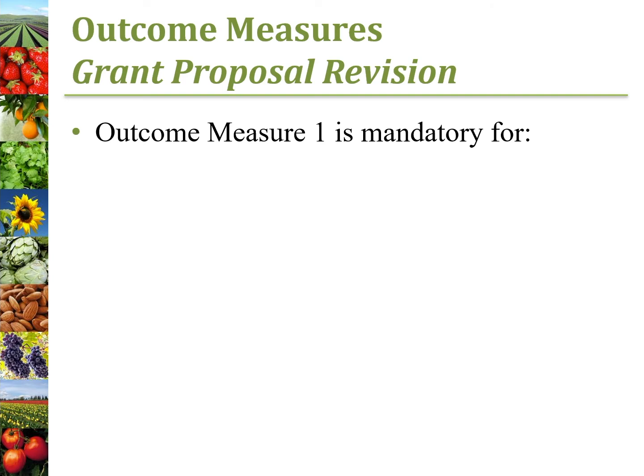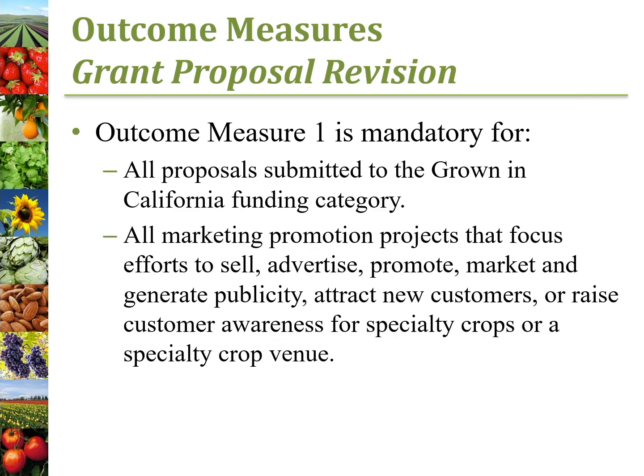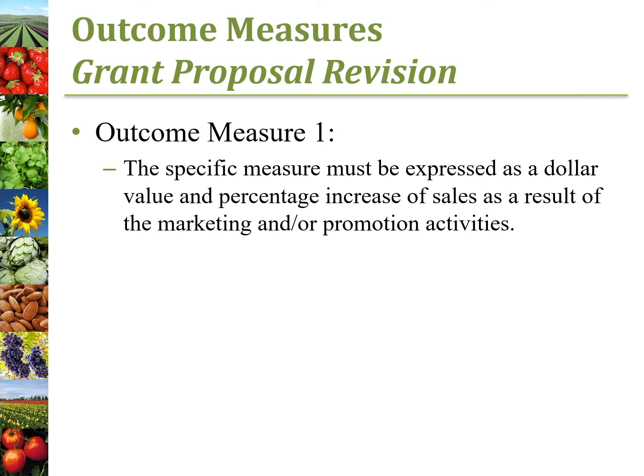And here are a few specifications regarding the following outcome measures. Remember that outcome measure 1 is mandatory for all proposals submitted under the Grown in California funding category, or for marketing and promotion projects that focus efforts to sell, advertise, promote, market and generate publicity, attract new customers, or raise customer awareness for specialty crops or specialty crop venue, regardless of the funding category under which the proposal is submitted. In addition, for outcome measure 1, the specific measure must be expressed as a dollar value and percentage increase of sales as a result of the marketing and/or promotion activities.